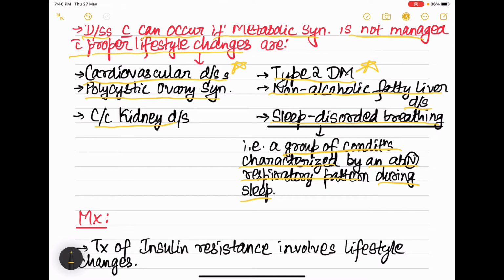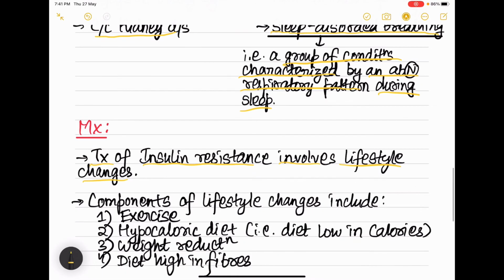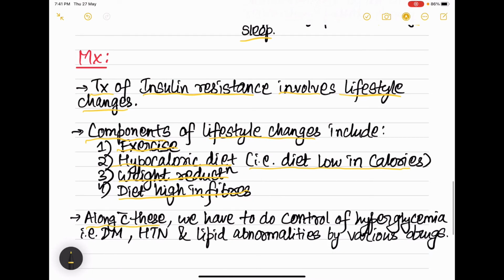Now coming to the management. So the treatment of insulin resistance involves basically lifestyle changes, which I have already mentioned. So the components of lifestyle changes include exercise, hypocaloric diet, that is diet which is low in calories, then weight reduction, diet high in fibers. Okay, so these are the lifestyle changes. Along with these lifestyle changes, we have to do control of hyperglycemia, that is we have to control diabetes mellitus, then we have to control hypertension and lipid abnormalities by various drugs. So this was about the management of metabolic syndrome.